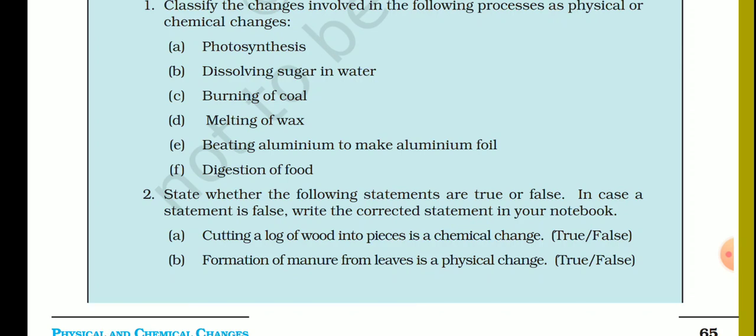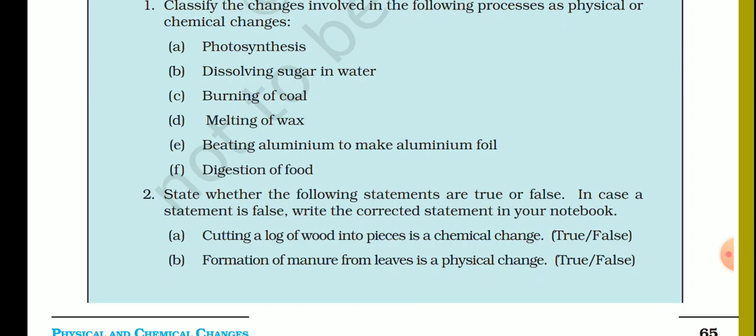A option, let's start. Cutting a log of wood into pieces is a chemical change. Read it again. Cutting a log of wood into pieces is a chemical change. It is false. Why? Because when we cut the wood, it does not change its chemical properties. Only the change in shape and size. So it is a physical change. What will be the correct statement? Cutting of log of wood into pieces is a physical change.